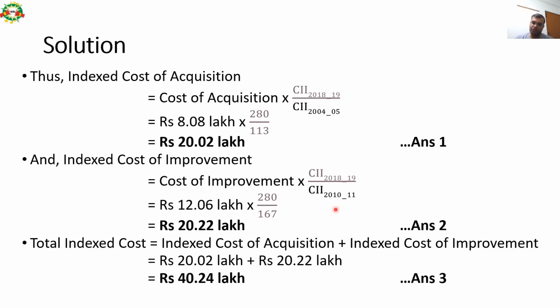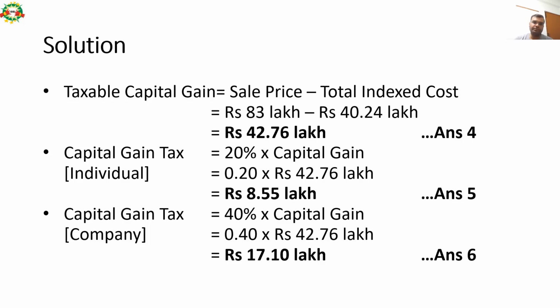Since base year is 2001, but improvement year is 2010-11, we take whichever is later. So 12.06 multiplied by 280 divided by 167 is 20.22 lakhs, the index cost of improvement. So total index cost is equal to index cost of acquisition plus index cost of improvement, 20.02 plus 20.22, which is equal to 40.24 lakh, the answer to part 3 of the question.